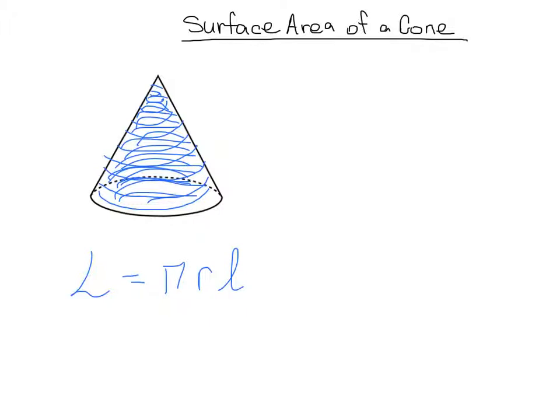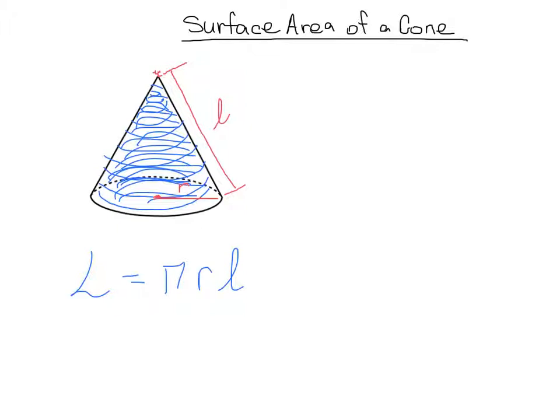All right, let's make sure we know what R means and what L means. R is the radius of the cone, so that is our R right here. And L is the slant length of the cone. So if I were to take a ruler and measure from the tip-top vertex all the way to the bottom along that slant, that is our L.